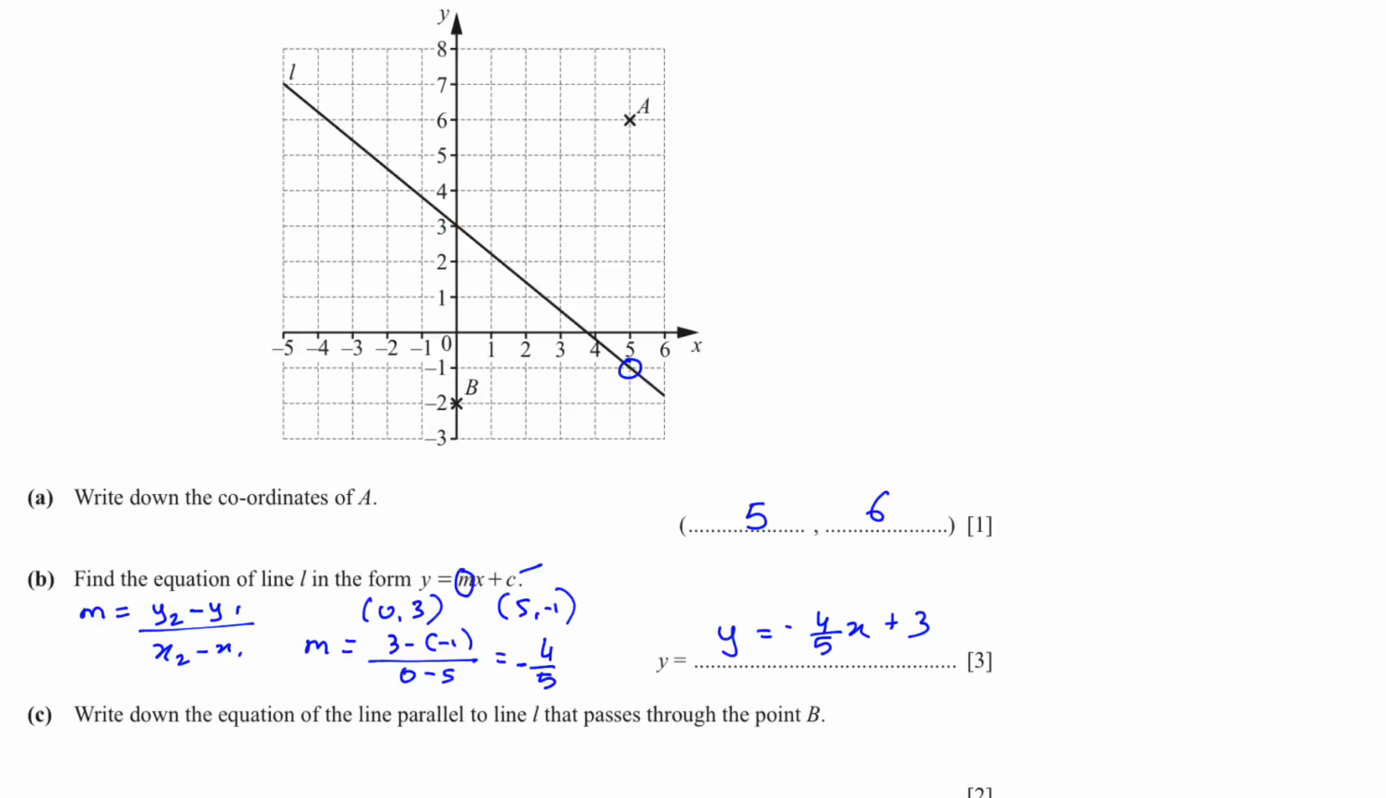Next question. Write down the equation of the line parallel to L that passes through the point B. Point B is here, it's (0, -2). Parallel means the gradient is the same. So we already know it's going to be y is equal to -4 over 5 x. And it passes through the point B. The y-intercept of B is -2. So this is your answer.